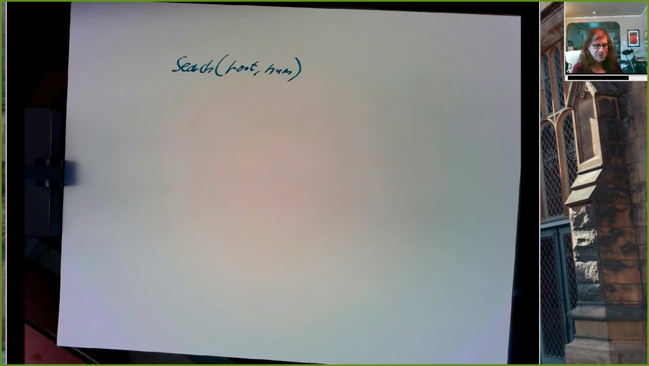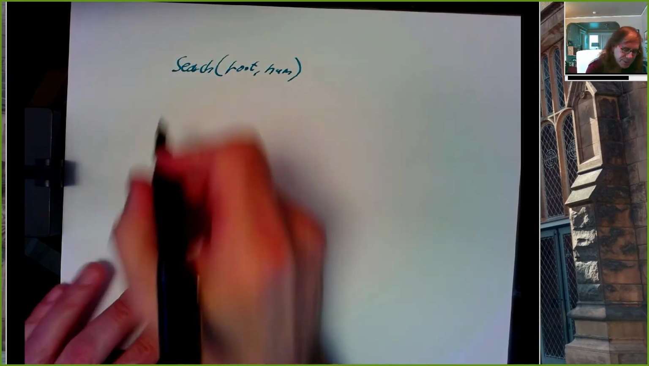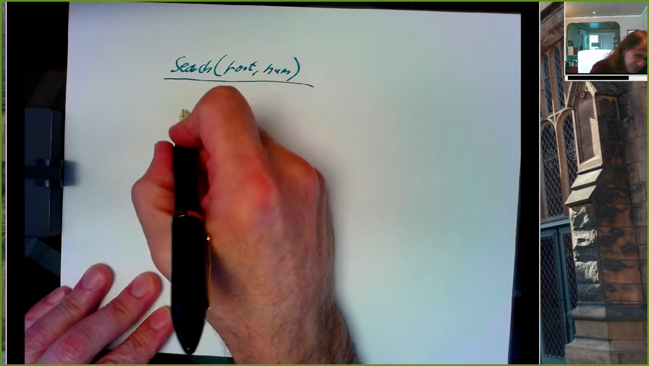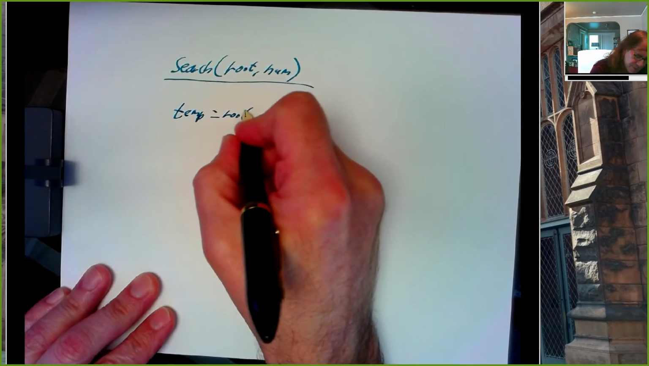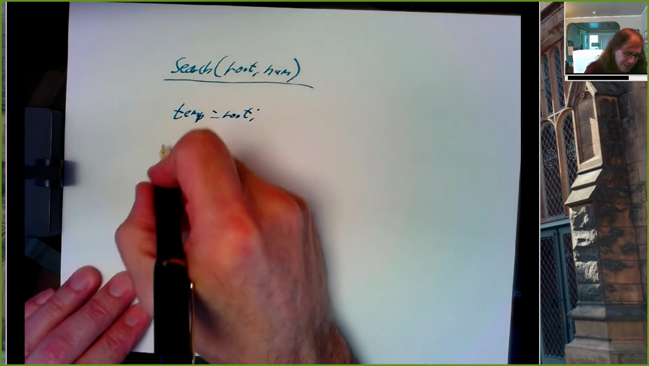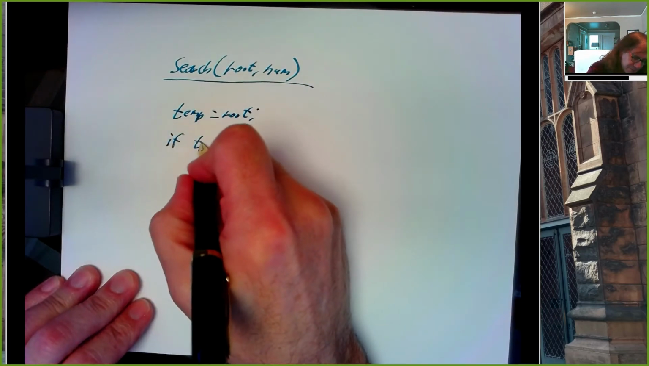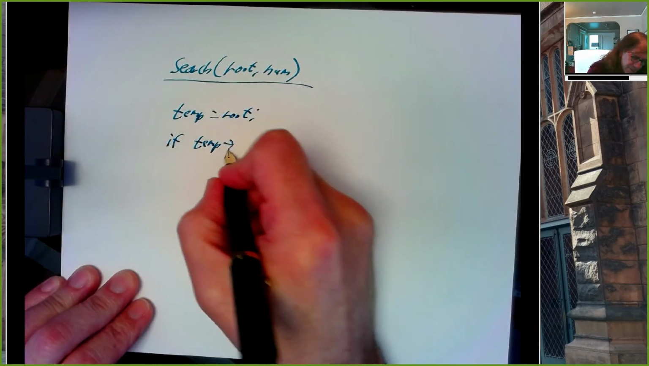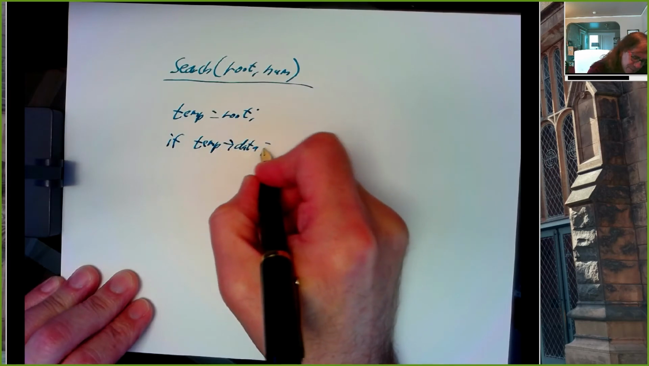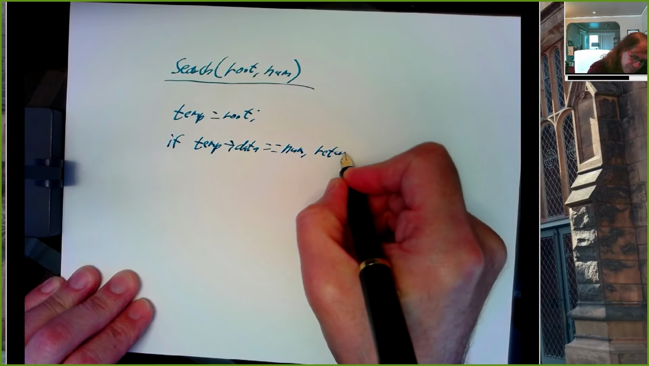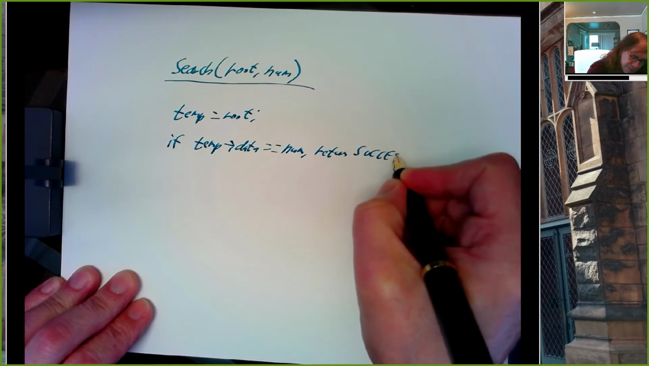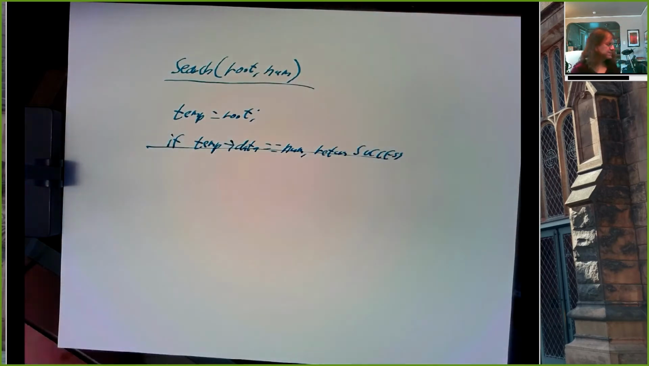And so this is going to search for this number in this tree. So what am I going to do? Well, I'm going to set a temp equal to the root. And I'm going to do the following. If temp arrow data equals the num, I'm going to return success. Because I found my number.